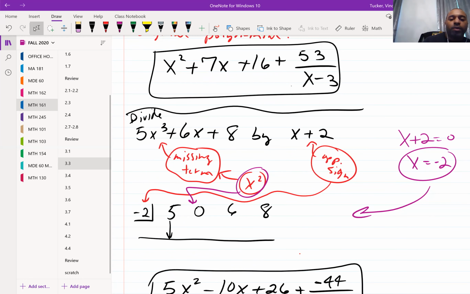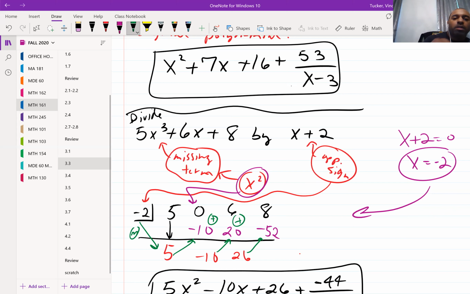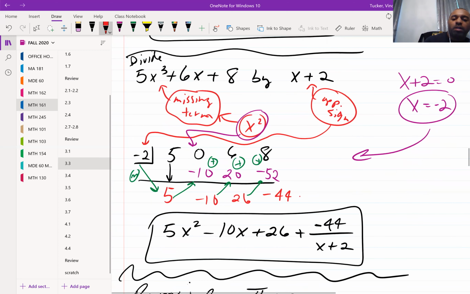First thing we'll do is bring down 5. Then we're going to multiply negative 2 times 5. That result is negative 10. Add those together. That is negative 10. Negative 2 times negative 10. Positive 20. Add those together. We get 26. Negative 2 times 26. Negative 52. Then finish it off by adding those together. That'll give me negative 44. And we see that's our answer.